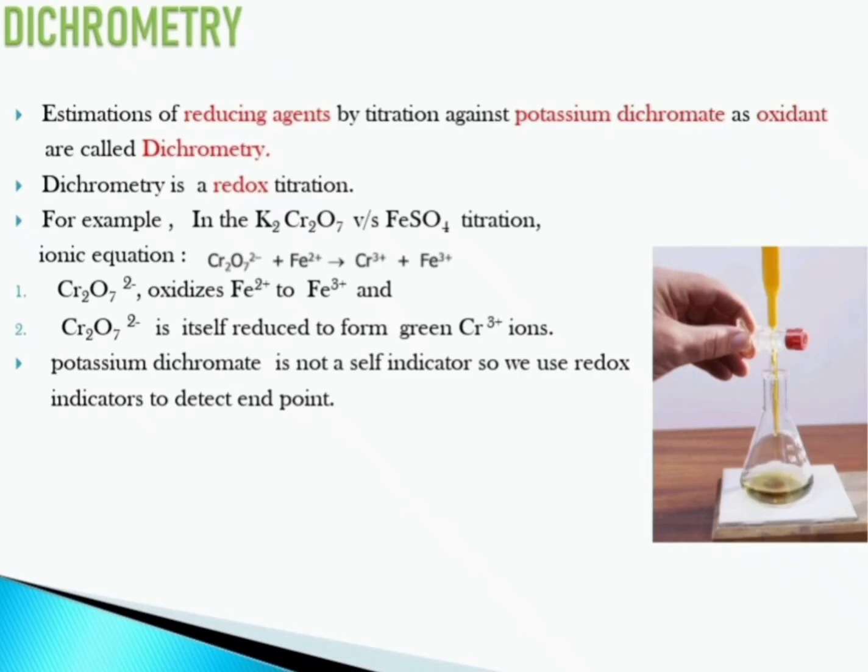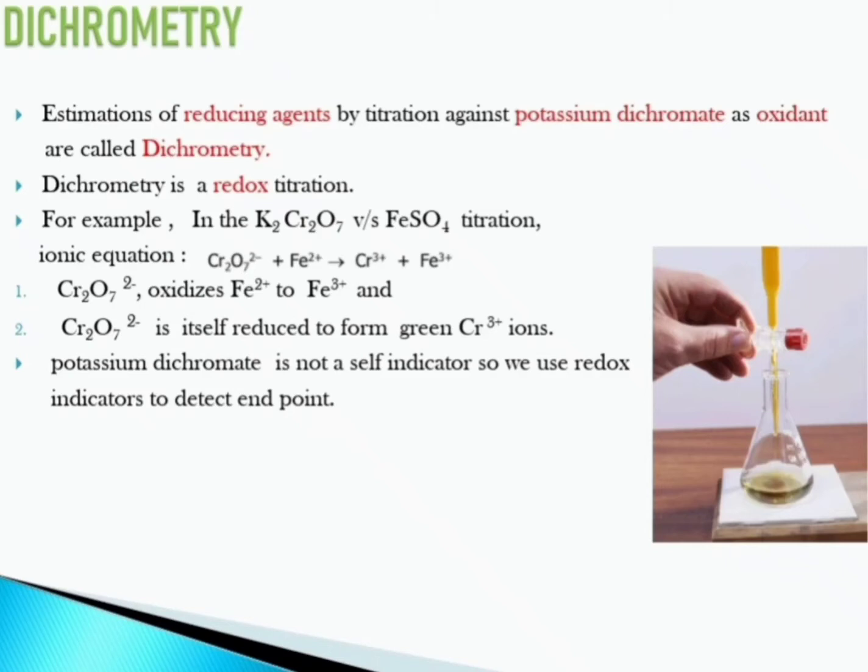For example, in the K2Cr2O7 and FeSO4 titration, considering its ionic equation, Cr2O7 2- plus Fe2+ gives Cr3+ plus Fe3+. The dichromate ion oxidizes Fe2+ to Fe3+. So there is a loss of electron, hence oxidation. And the dichromate ion gets itself reduced to green Cr3+ ion, which is visible during titration. Potassium dichromate is not a self-indicator, unlike potassium permanganate, so we use redox indicators to detect the endpoint.